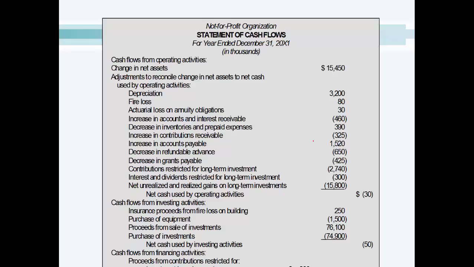I'm tired of it. It's the reason you don't like the statement of cash flows. You think you don't like it because you're afraid of the direct method. You actually don't like the statement of cash flows because of the indirect method, because it creates all this weirdness. Okay?